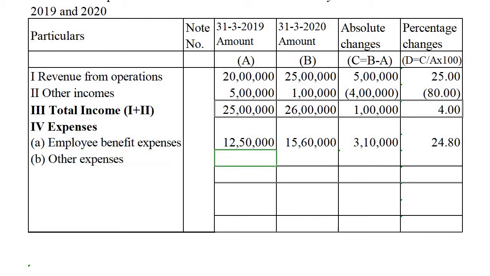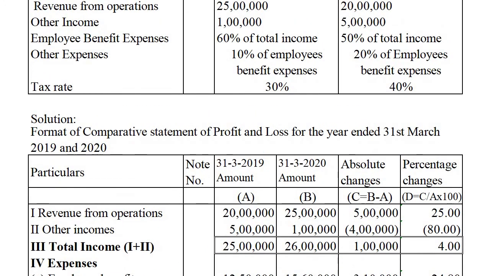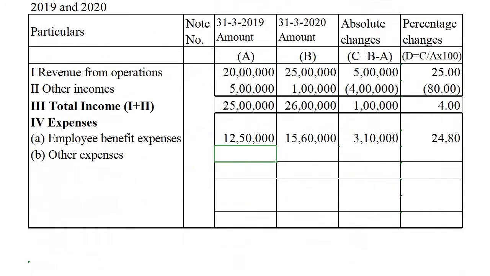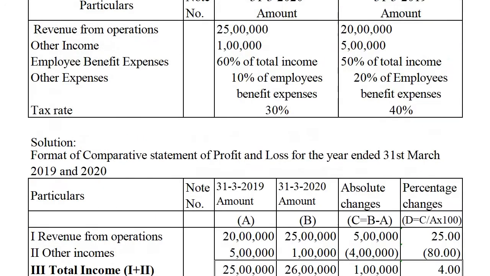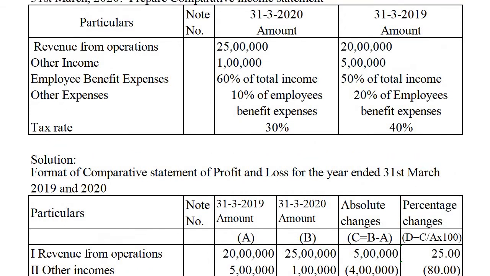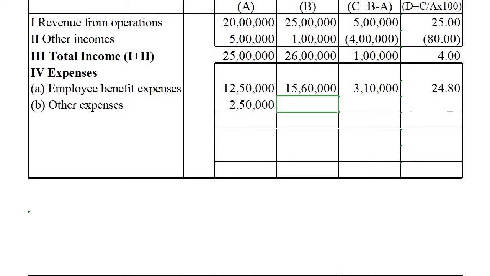Other expenses for the previous year. Previous year other expense is 20% of employee benefit expenses. Previous year 12 lakh 50,000 is the employee benefit expenses. It's 20%. That means 2 lakh 50,000. Then for the current year it is 10% of employee benefit expenses. That means 1 lakh 56,000.